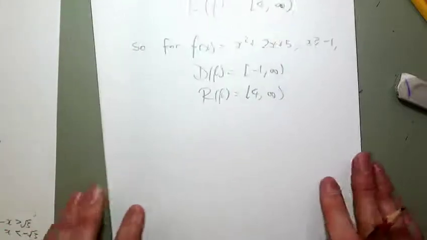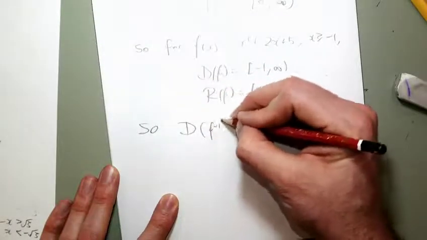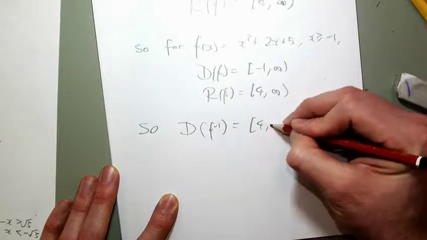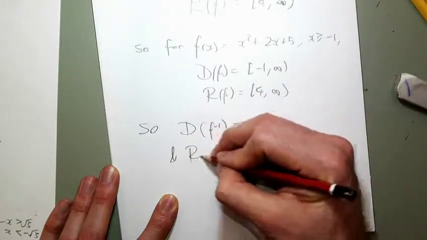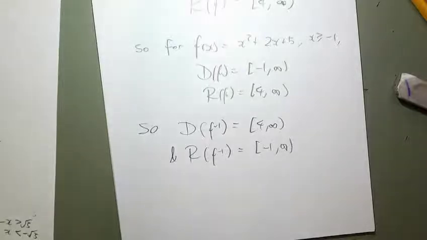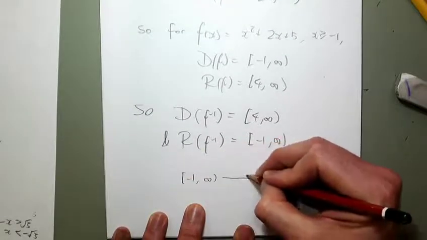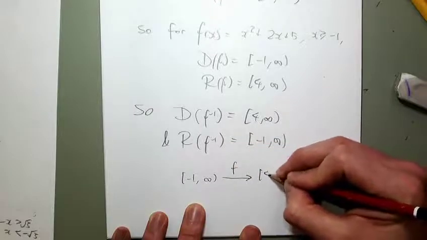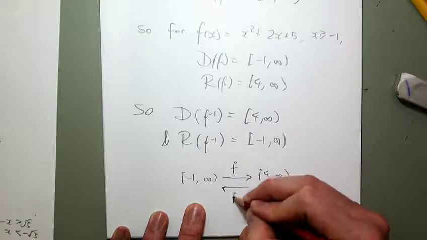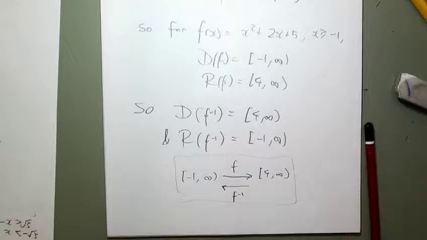So, I will just put in the bit where I figure out what the inverse is, but I do know now. So, the domain of f inverse will be the range of f, and the range of f inverse will be the domain of f. They'll switch over in the inverse. The picture in my head is that minus 1 to infinity via f produces 4 to infinity, and f inverse comes back the other way. That's my little diagram of how I do it. So this is the domain of f and it produces this range. This is the domain of f inverse, it produces this range.